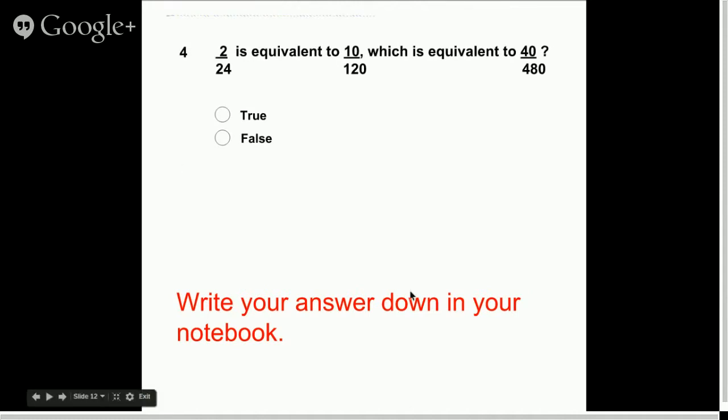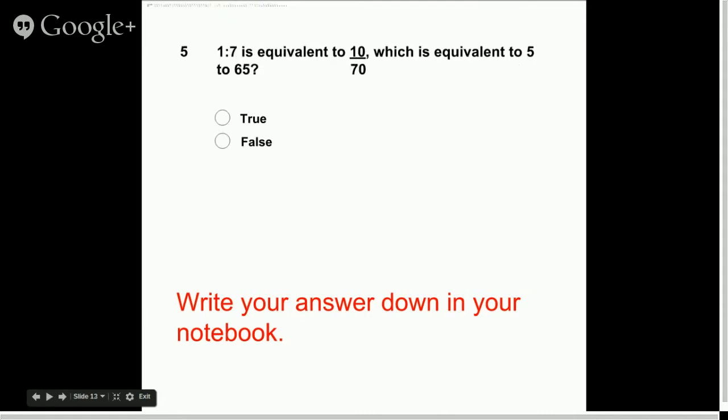All right. What about this one? Write your answer down in your notebook. Go ahead and pause it. All right. Correct answer to this is also true. Yep. 2 times 5 gives you 10. 24 times 5 gives you 120. 10 times 4 gives you 40. 120 times 4 gives you 480. So the answer is true.